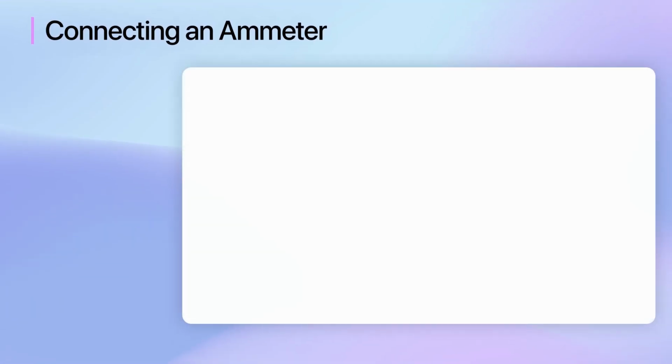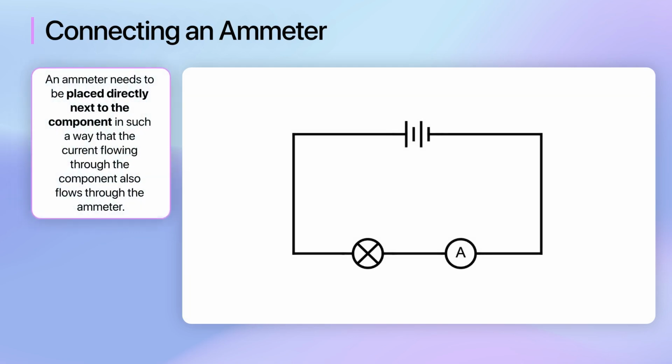To measure the current through a specific component, we need to place the ammeter correctly in the circuit. An ammeter needs to be placed directly next to the component in such a way that the current flowing through the component also flows through the ammeter.